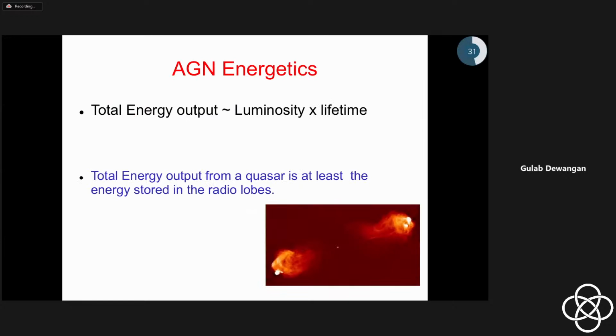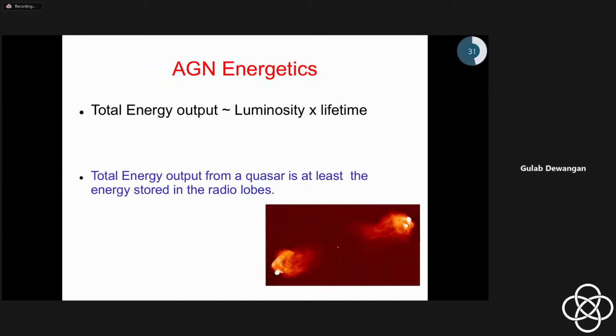Let's now look at how such a high luminosity is generated in AGNs. What is the power source? So let's look into the AGN energetics. We need to find the total energy output.